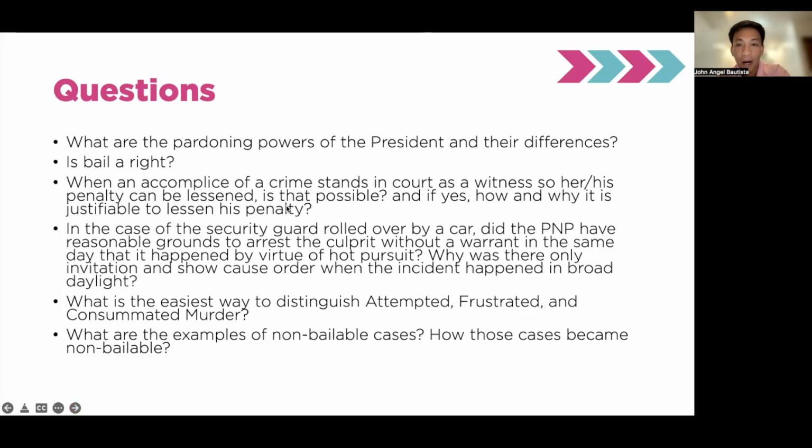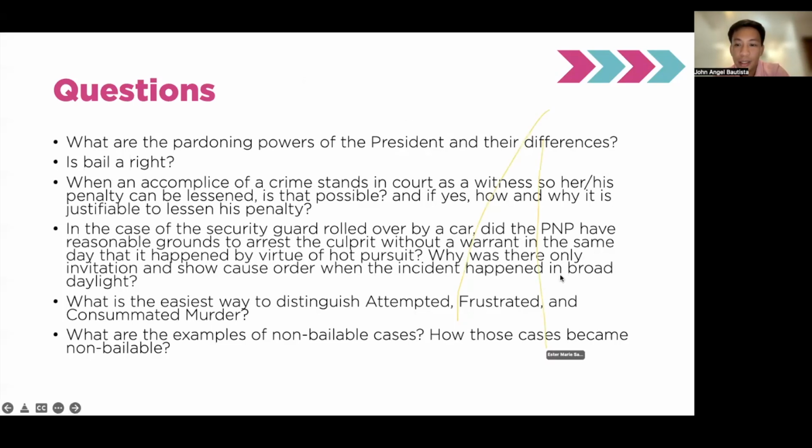What are the pardoning powers of the president and their differences? So meron tayong mga iba't ibang executive clemencies under the law. Meron tayong pardon. The pardon can be absolute or conditional. Yung absolute pardon talagang ma-wipe out lahat nung crime. It's as if the crime did not happen and there are no conditions. Sa conditional pardon, mayroon siyang condition. It's like absolute pardon pero meron siyang conditions. Sa parole, temporary liberty ang parole. Pwede siyang makalaya pero it doesn't really erase the crime. Hindi nawawala yung krimen.